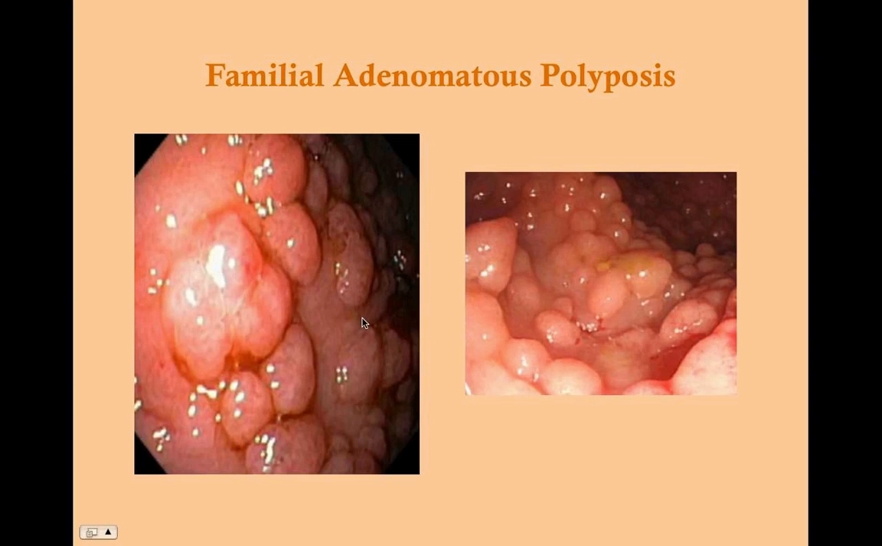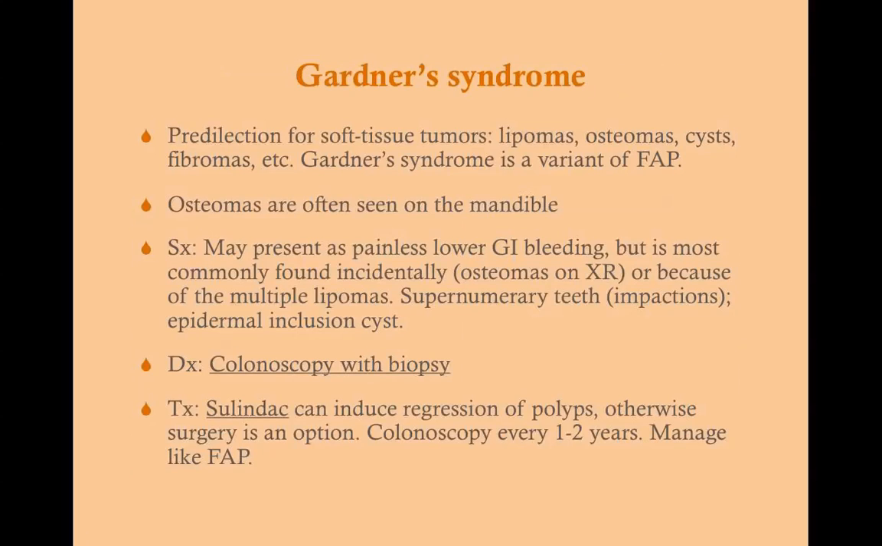And this is what it looks like on colonoscopy. So it's not going to be difficult to count 100 polyps here. You're not going to have to keep track. You look through here, and when you go through with your colonoscope, you won't need to count. You'll know there's more than 100 polyps.